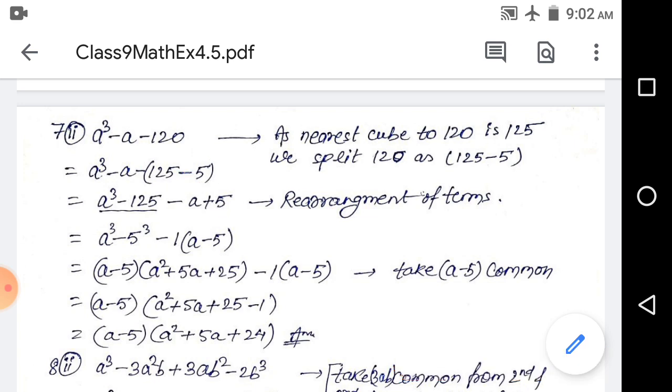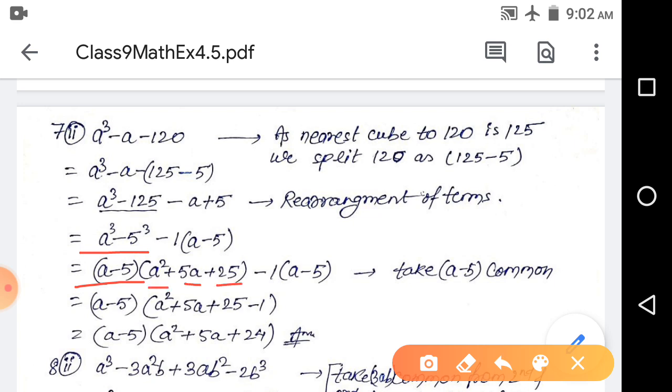Okay, and now in the next line, minus 1 we have taken common. You all know how to take a minus sign common, so the sign changes. So here it is plus a inside the bracket, and it is minus 5 when minus 1 is taken out common. Now the first two terms are the difference of two cubes, which can be factorized like that: a minus 5 and a square plus 5a plus 5 square, that is 25.